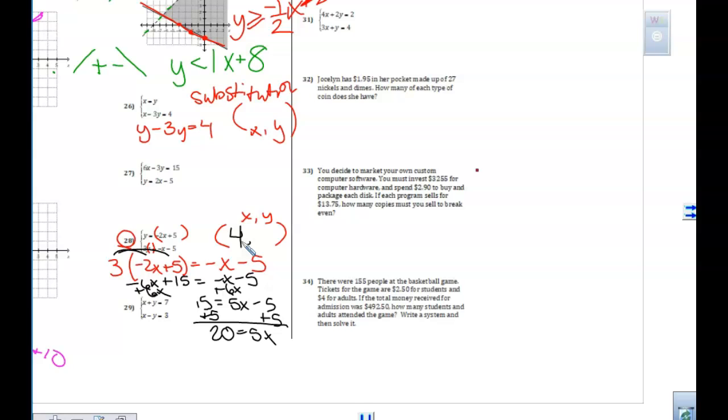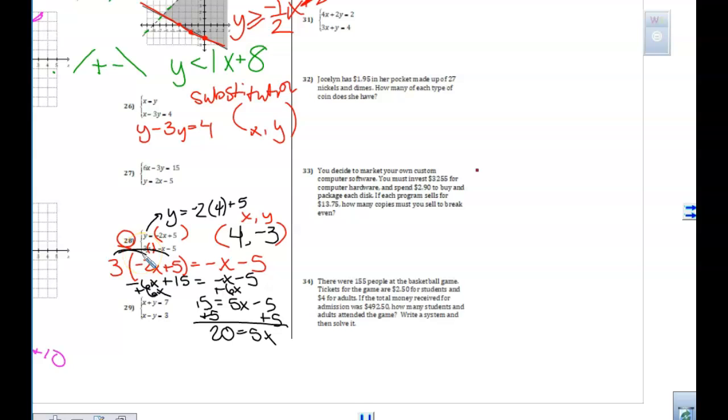I can put that in right away that x is 4. Next, to me, the easiest one is this equation that says y equals negative 2x plus 5. Replace the x with 4, add 5. Negative 8 plus 5, negative 3. Oh, I don't think I did it right.